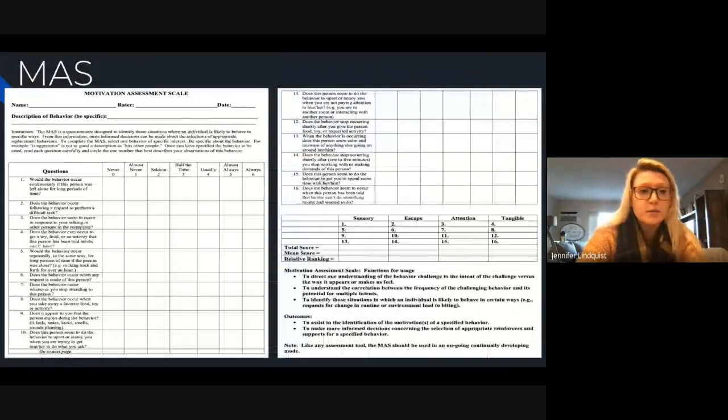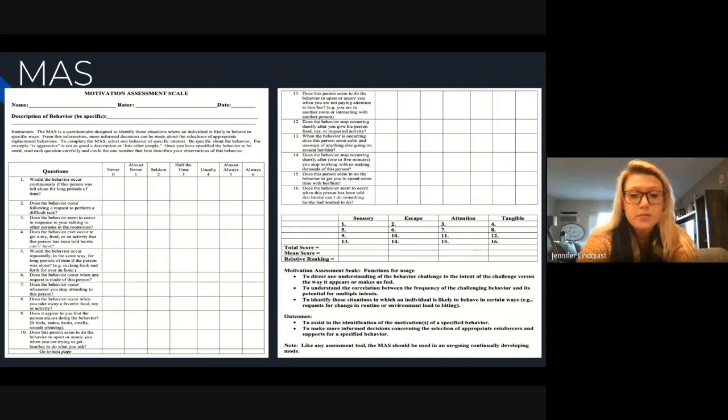The MAS, the Motivation Assessment Scale. Again, more questions. These are also really nice because they help you get a different perspective than something you might see in the classroom.